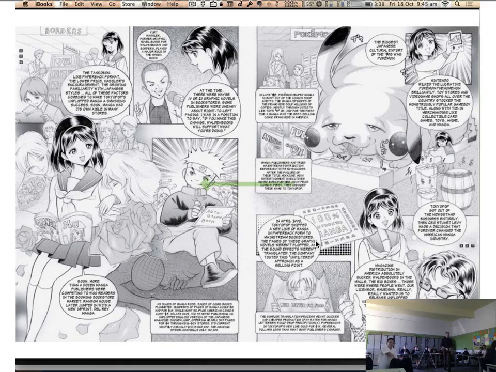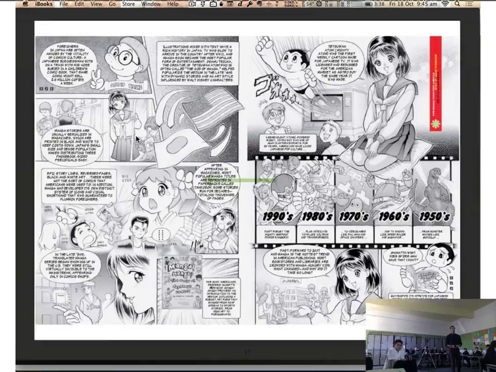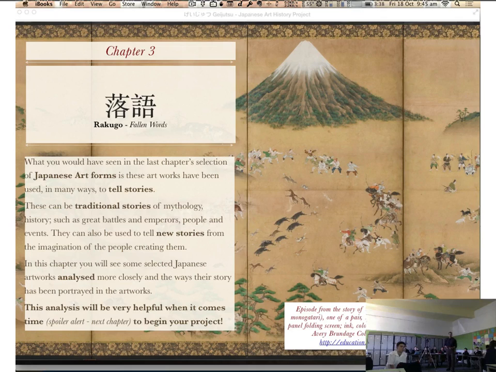Okay, so we'll get out of that. So that's a manga on manga, okay? And let's move across. Alright, I'm going to speed through this now because we've got a bit of time.